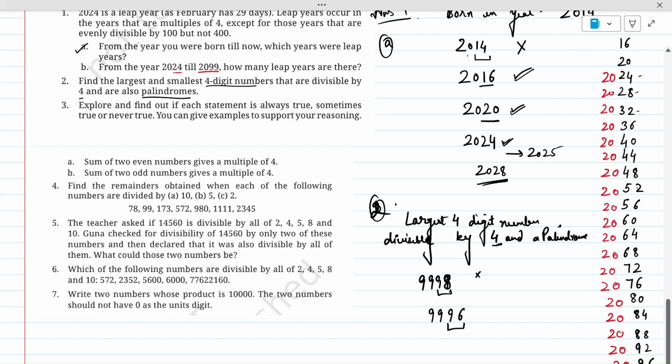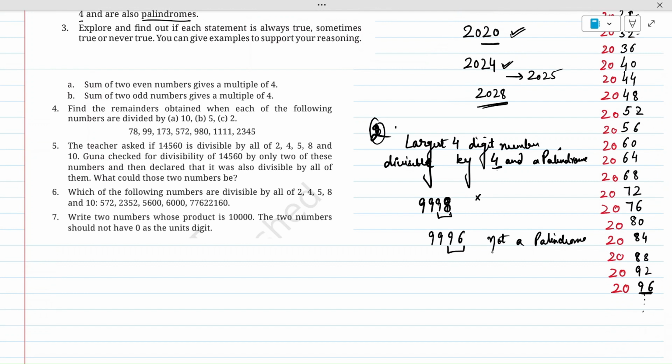Okay, so it is the largest 4-digit number divisible by 4, but it is not a palindrome, right? Why? Because if we have to make it a palindrome, then here we should have 6. So this is not the largest 4-digit number which is divisible by 4 and a palindrome. So what we need is a number that has the same digits on both sides and is the largest also. We cannot write 6 here, because 6 will be a little smaller. Let us try to go to the 8000 range.